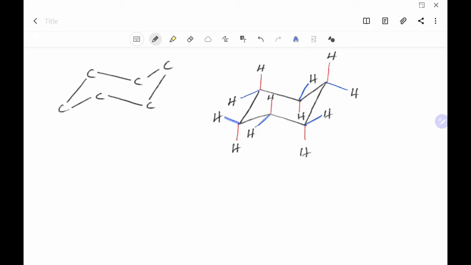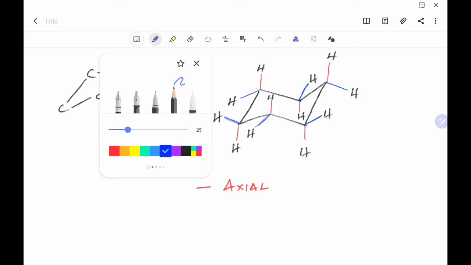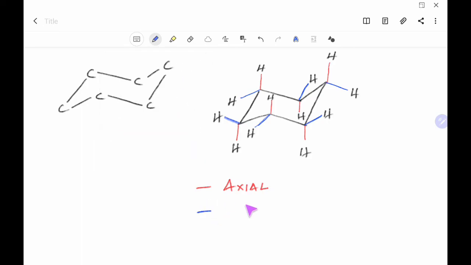As you can see, red vertical lines are actually known as axial bonds. These red vertical lines, each carbon has one vertical line. These red lines are known as axial. So if the bond is red, we call it axial. If the bond is blue in color, we call them equatorial.